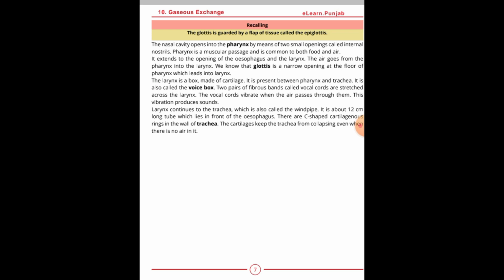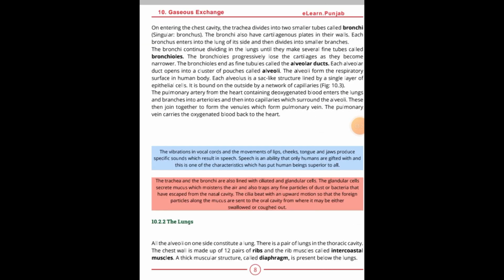Larynx continues to the trachea, which is also called the windpipe. It is about 12 centimeter long tube which lies in front of the esophagus. There are C-shaped cartilaginous rings in the wall of the trachea. The cartilage keeps the trachea from collapsing even when there is no air in it. On entering the chest cavity, the trachea divides into smaller tubes called bronchi. Bronchi also have cartilaginous plates in their walls. Each bronchus enters into the lung of its side and then divides into smaller branches.